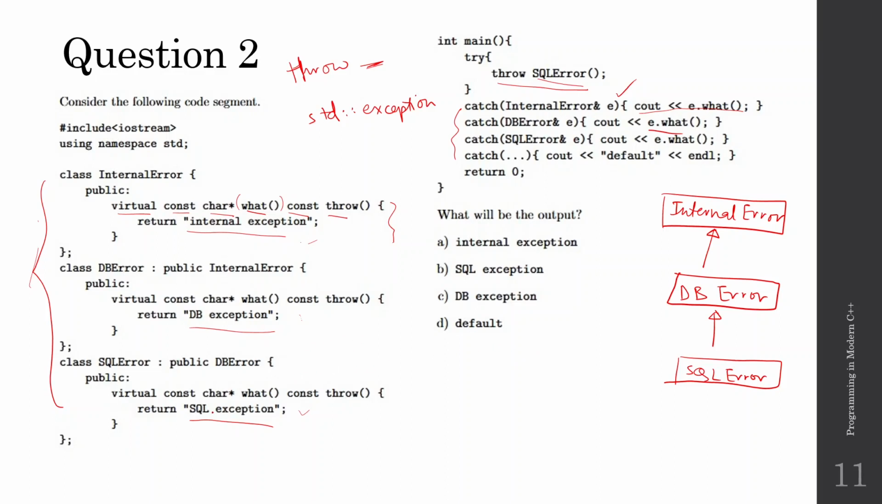So note that what is a virtual function. So the what function that is actually called will depend on the runtime type of the object. Now the runtime type of e is SQL error. So this function will be called, and SQL exception will be printed. So the answer is B.